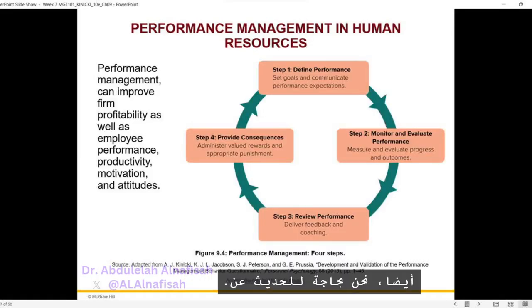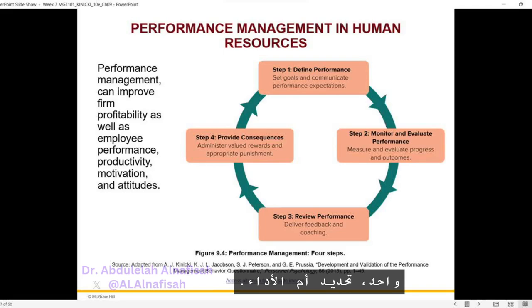Also, we need to talk about an important topic, which is performance management. Performance management can be defined as a set of processes and managerial behaviors that encompass several steps to effectively manage and improve employee performance. There are 4 integral components of the performance management process. Let's explore each step in more detail.